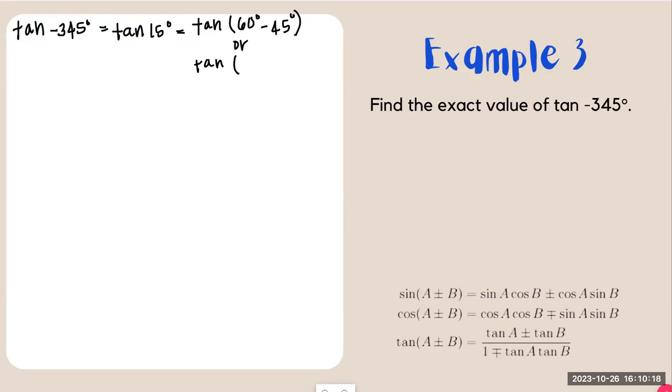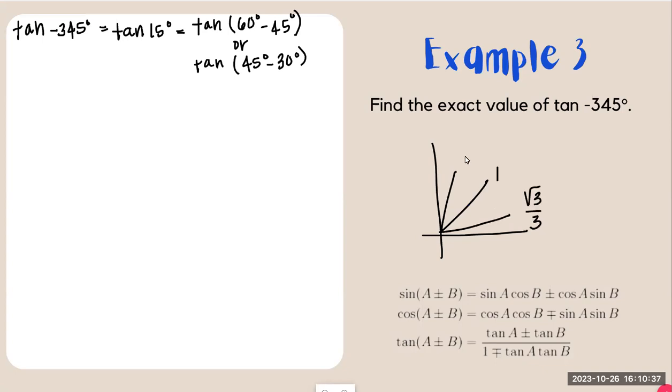Okay, we're going to choose wisely for tangent. So remember those values for tangent on the unit circle. We are going to try to avoid using 30 degrees because that's just going to make it a little more complicated with a fraction. So let's try to avoid 30. So let's use the option 60 minus 45.